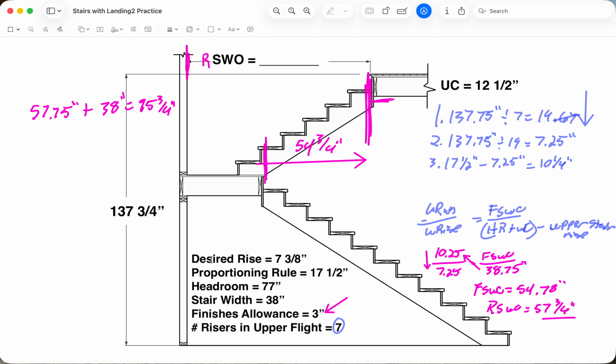Now, if we want to add a layer to this, that's okay. We've solved it. That's the rough stairwell opening. That would give us enough headroom if we put our line along our nosing line and we wanted to measure, sorry, wrong button. We want to measure our height to make sure we have enough headroom.